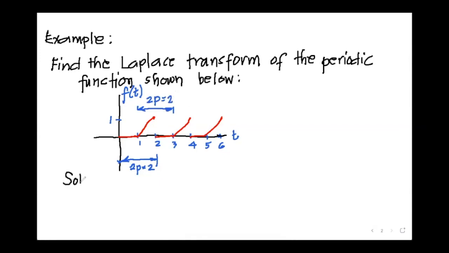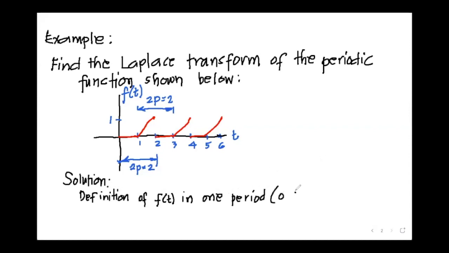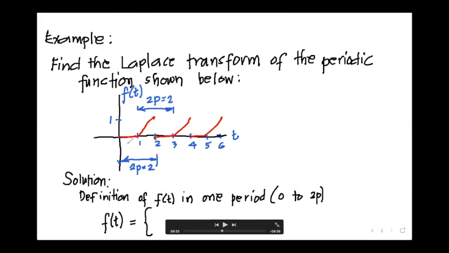Now, let's learn how to define the given periodic function in one period. So define first f of t in one period. Since it's not specified, you start from 0, or 0 to 2p. Since 2p is equal to 2, you apply the limits properly later. F of t now is equal to, from 0 to 2, it's not a straight line, right? Or a constant value.